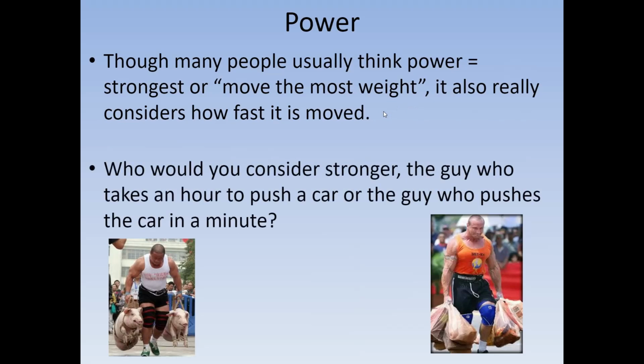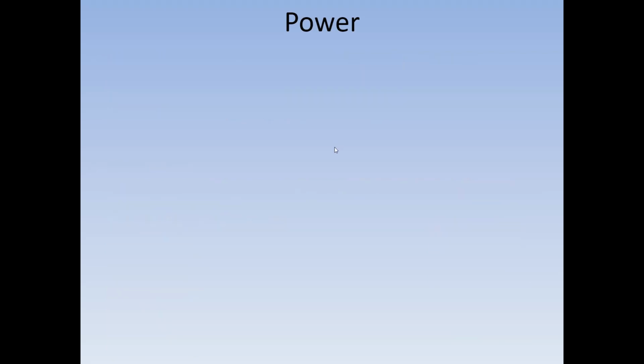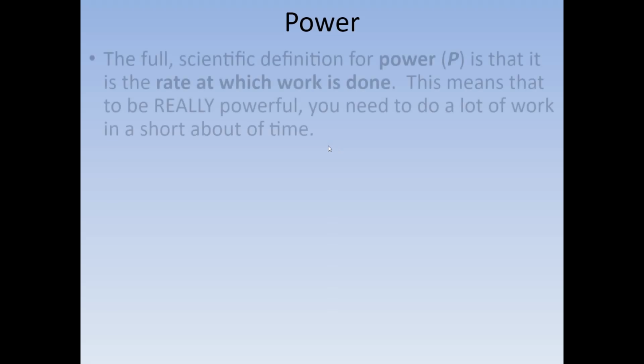A good example of this is, think about who is stronger, a person who takes an hour to push a car or a guy who pushes the car in a minute. Obviously, both of them are able to apply the same or a similar amount of force because they are both able to move the car. However, one of them is doing it much faster than the other. So the one who did it in a minute would be seen as much more powerful. So time is going to be taken into account as well as how much force is being done.